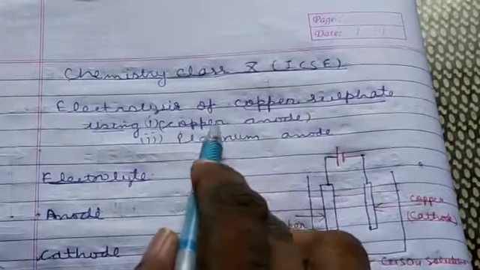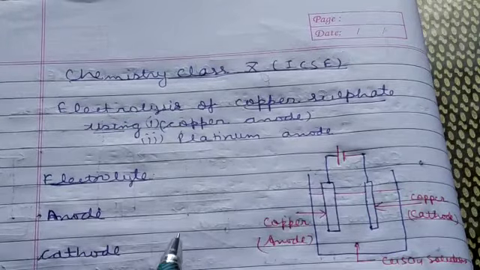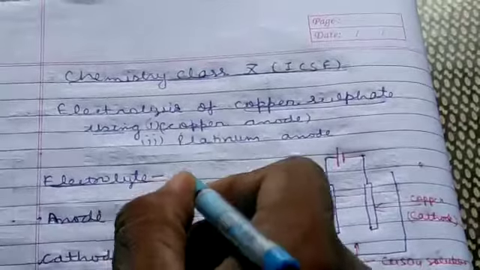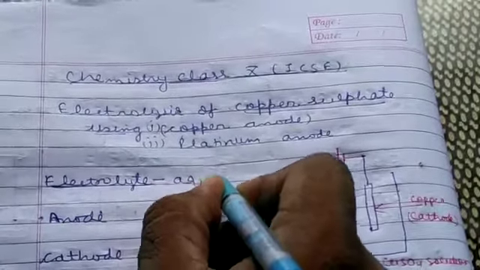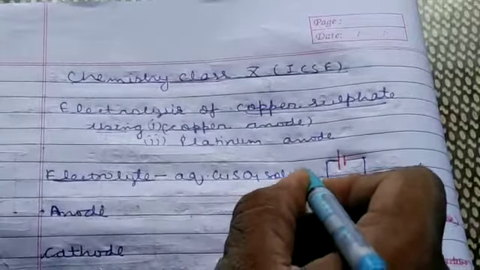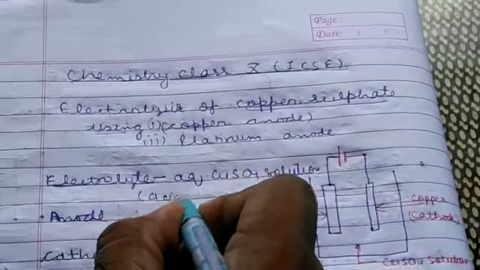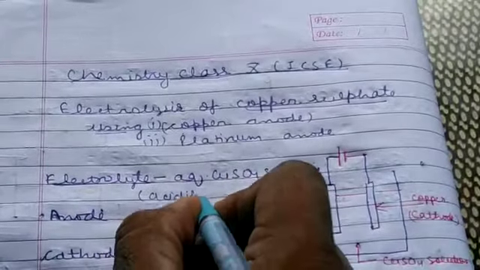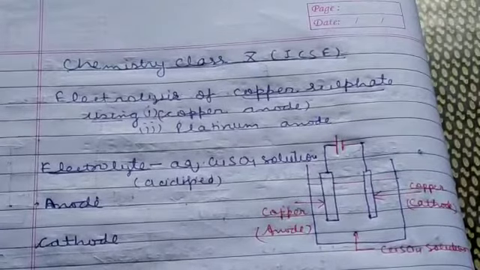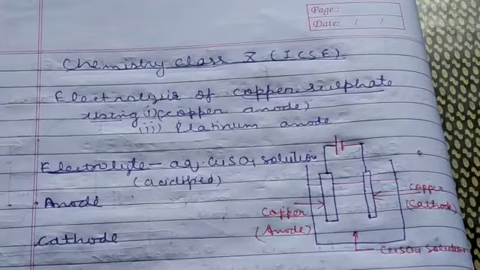When we use copper as anode, what are the contents that are required for such electrolysis? You will take aqueous copper sulfate solution, which is slightly acidified by using dilute sulfuric acid. Sulfuric acid is used to make water ionize. Otherwise, copper sulfate will not change into ions on passing electricity.